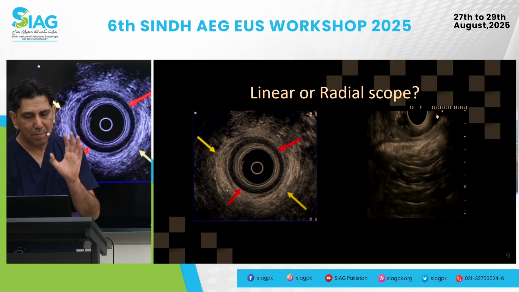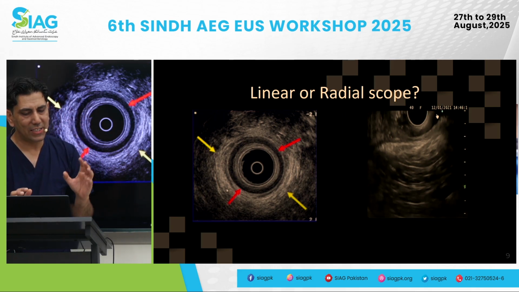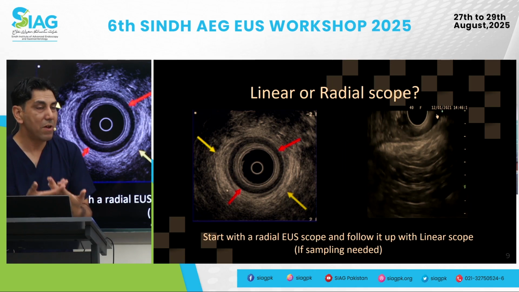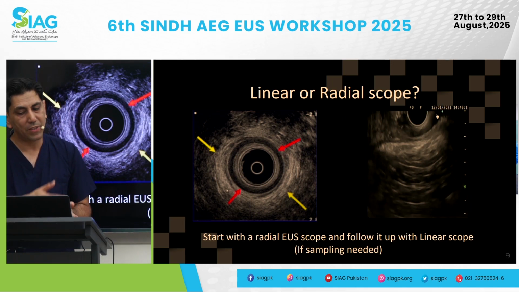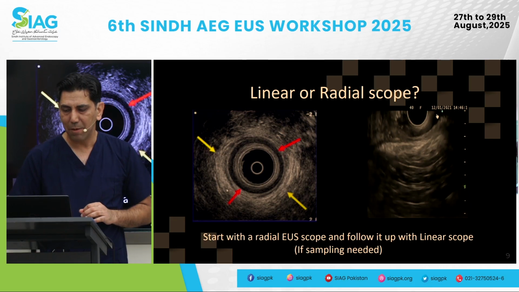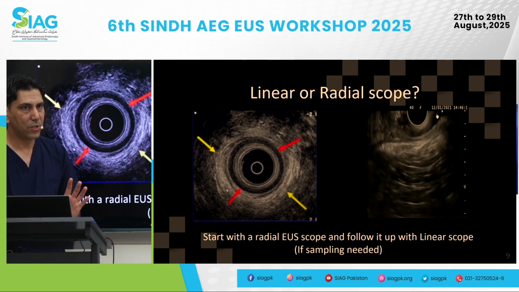So one thing to mention here is, as I said, this is one situation where we may want to start with the radial EUS scope and then follow it up with the linear scope, especially if a therapy or a sampling is needed. Clear so far?